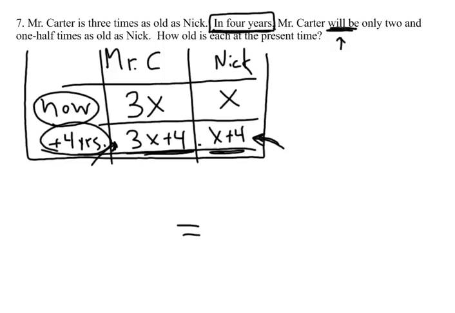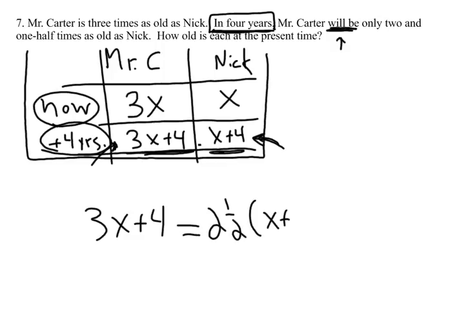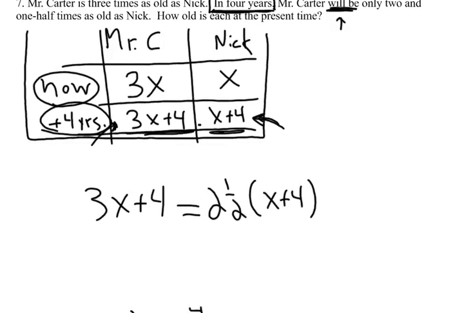Okay? So, when we're talking about the future, we're going to use this column, but we're going to set up an equal. So Mr. Carter, in 4 years' time, well, that's just 3x plus 4, will be, or is in the future, 2 1/2 times as old as Nick. So it's 2 1/2 times Nick in 4 years. Okay? And now we have simple algebra.